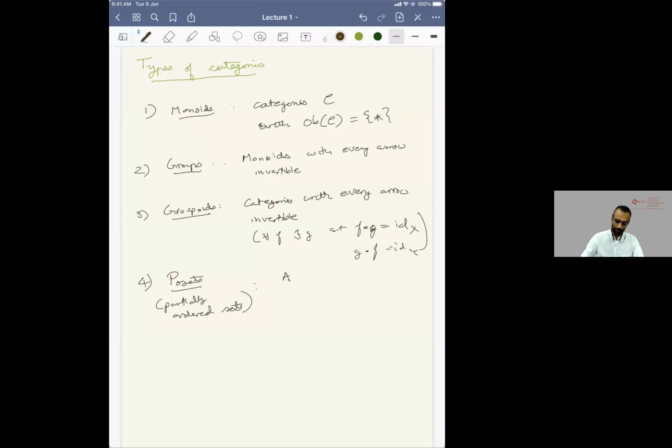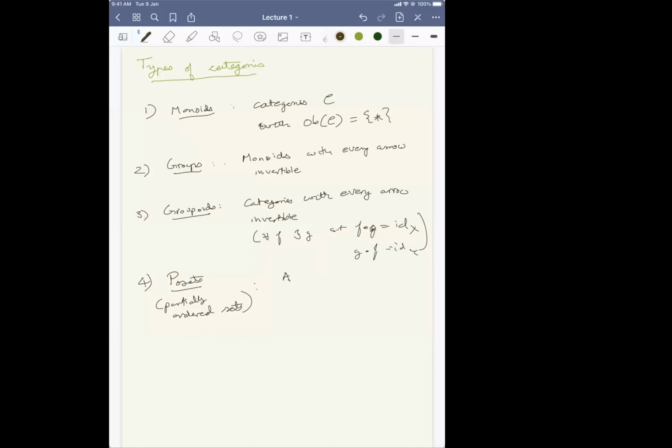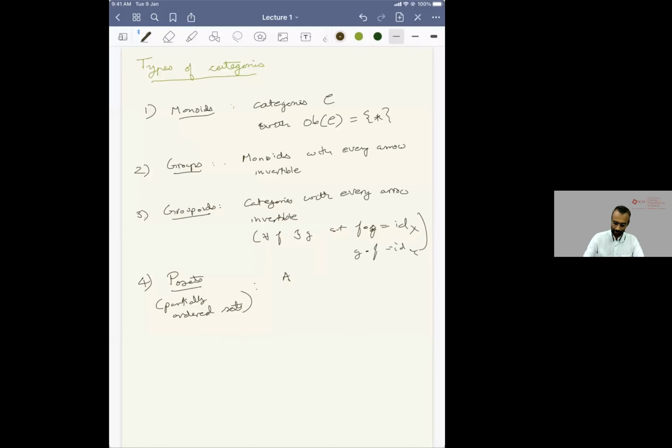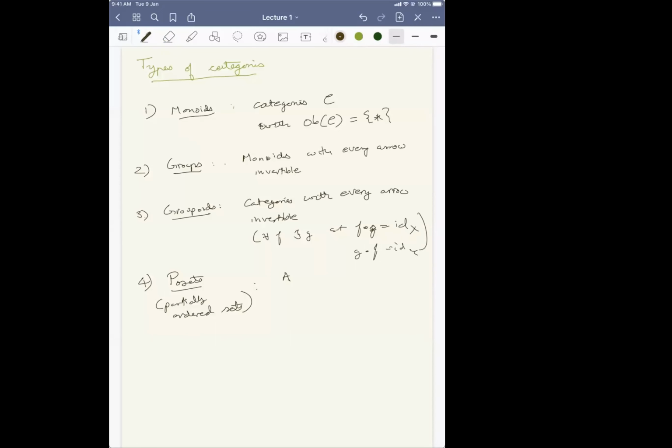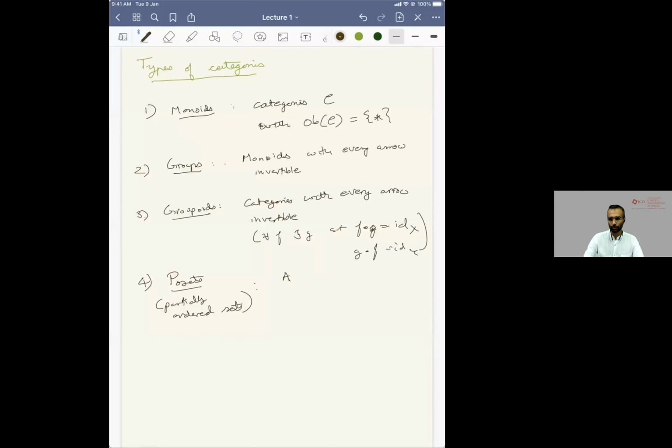Okay. Thank you. Can a group be an example of a groupoid in this category? Exactly, a group is a groupoid with one element, with one object. Okay.